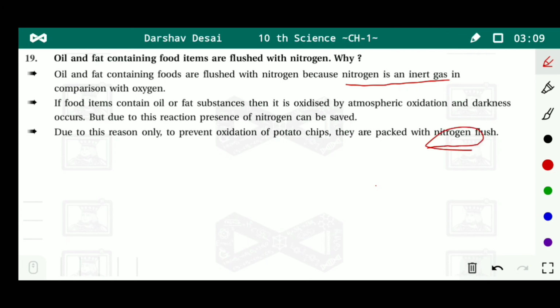And nowadays we also eat some nitrogen containing ice creams, and these are called live ice creams. We all know that. So nitrogen protects our foods.